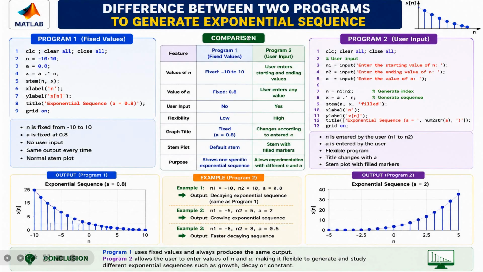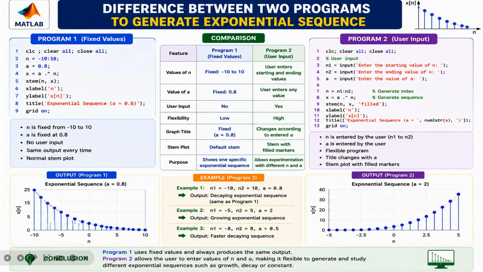Now you can see the difference between these two programs in order to generate the exponential sequence. Here this is with fixed values of n, and this is where the user gives the input. Here n is fixed from -10 to +10 only. a is fixed at 0.8 for the first program. There is no user input. We will get the same output every time.